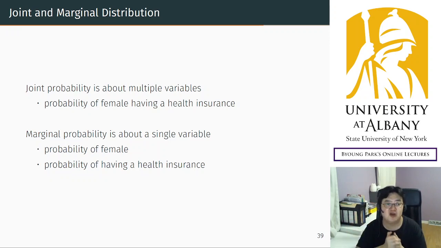We considered two variables at the same time and their probabilities. And as opposed to the joint probability distribution, if the probability distribution is about a single variable, we call this the marginal probability. A marginal probability is, from our example, if you only look at the probability of female, this is about only one variable. You don't care about the other one, then it is the marginal probability. And probability of health insurance is also another marginal probability. So the joint probability and the marginal probability is about the number of variables involved in the probability distribution, right?